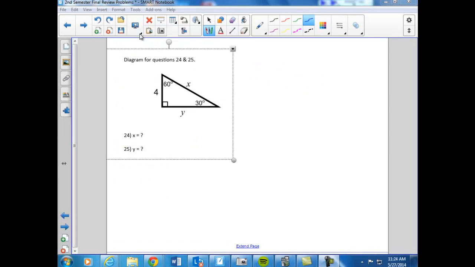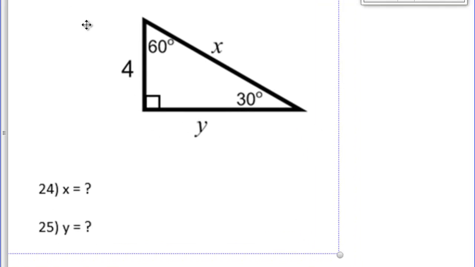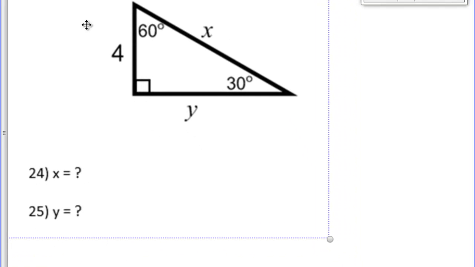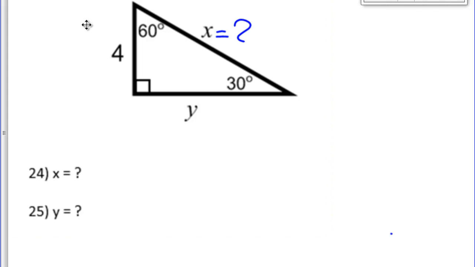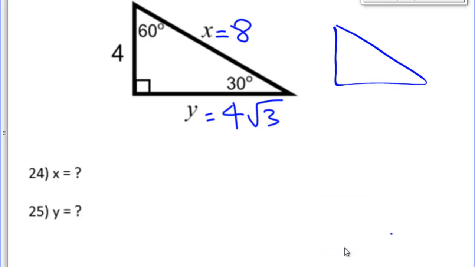Okay, so for number 24 and 25, these are 30-60-90 special right triangles. This is the easiest case because you're given the side that's opposite the 30-degree angle. You should know that the hypotenuse is double that, and the side opposite the 60-degree angle is the short leg times radical 3. All right, so a reference diagram that you can use is this.